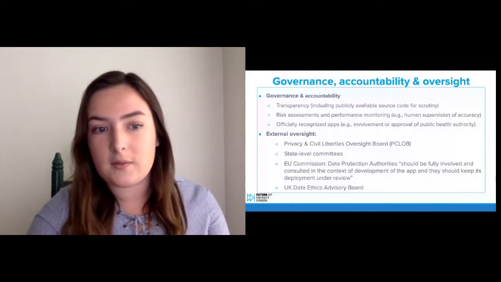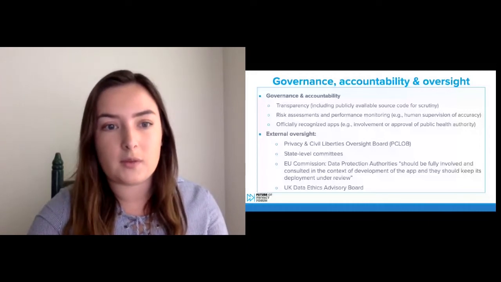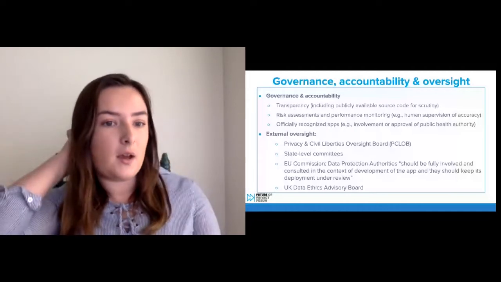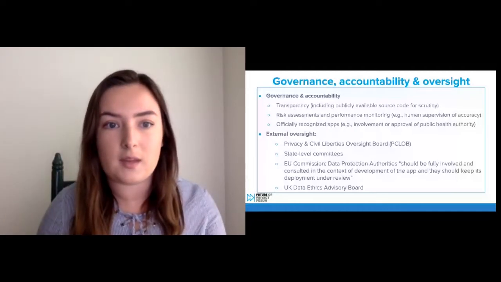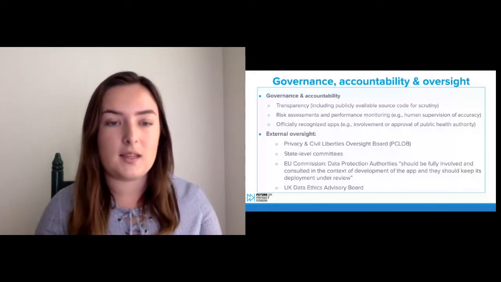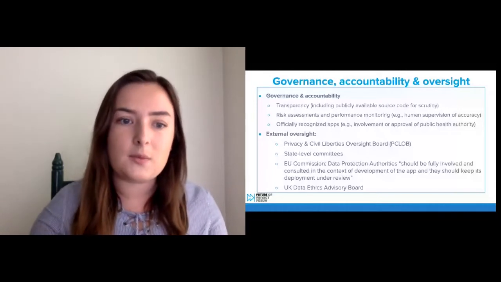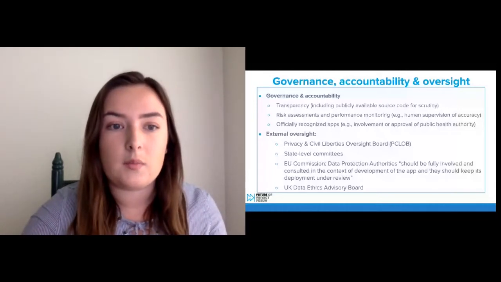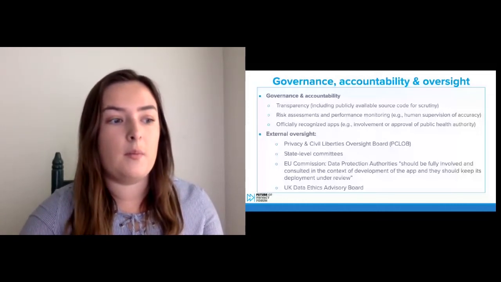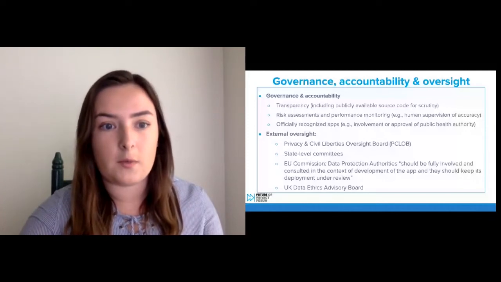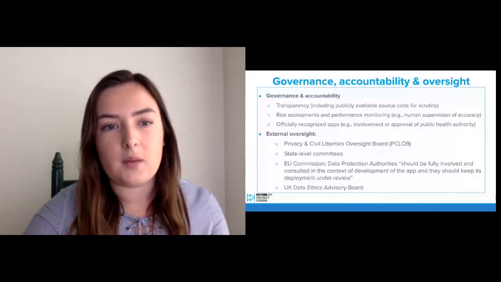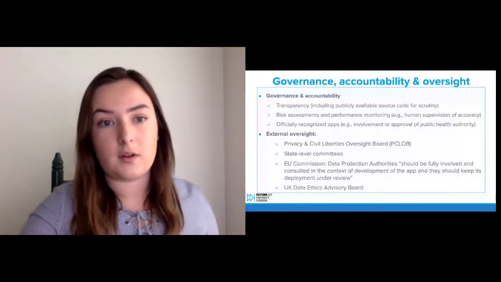And then external oversight. There have been some legislative proposals lately in the US which have said that the Privacy and Civil Liberties Oversight Board could become responsible for overseeing these types of apps in their deployment, which is interesting because this was a board set up after 9/11 to oversee measures taken to fight terrorism from a civil rights perspective. So it'd be interesting to see that moved over into this crisis.